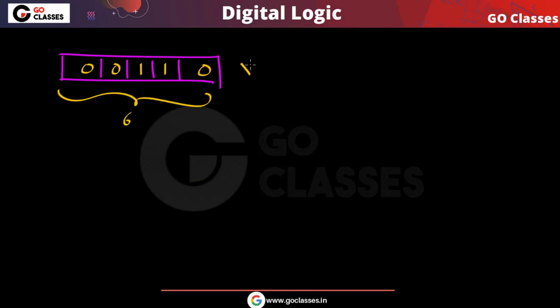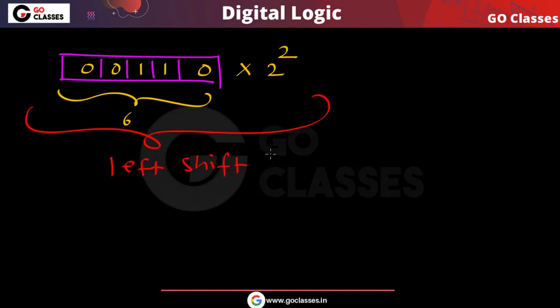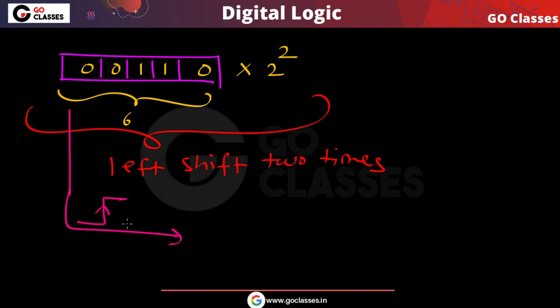Now let us assume that I want to multiply this with 2 power 2. Multiplication with 2 power 2 means left shift 2 times, sorry for that. What I can do is left shift 2 times. So after 2 clock pulses, what will happen?